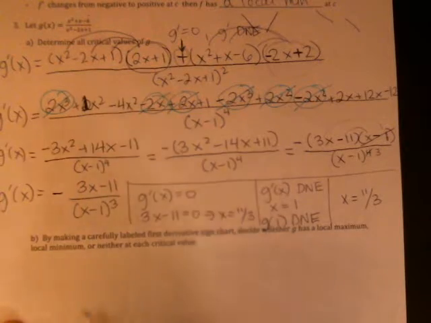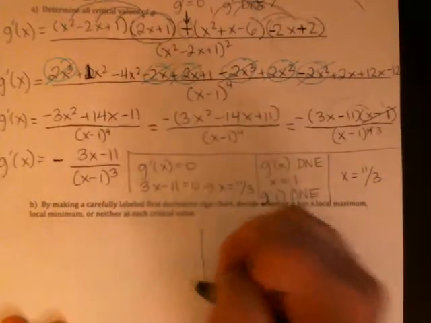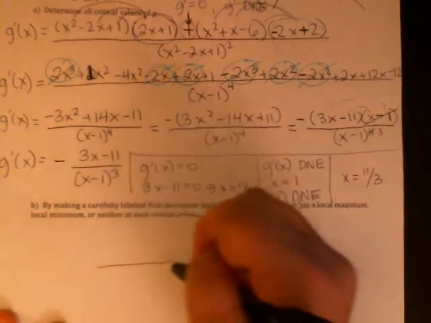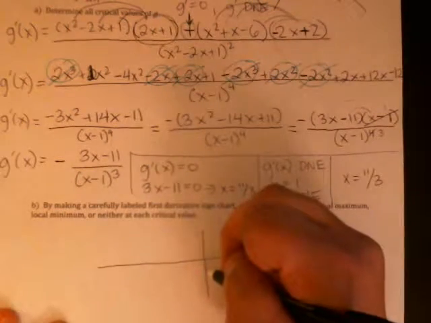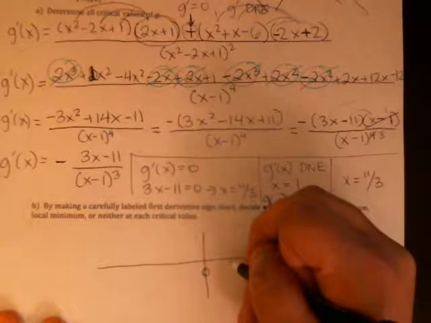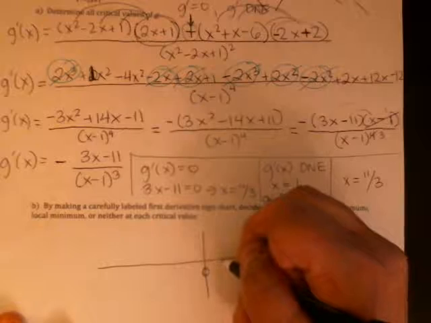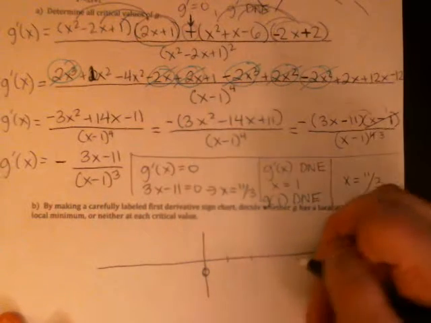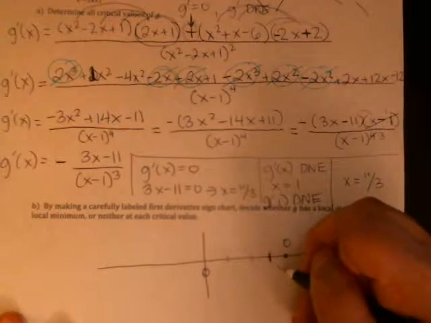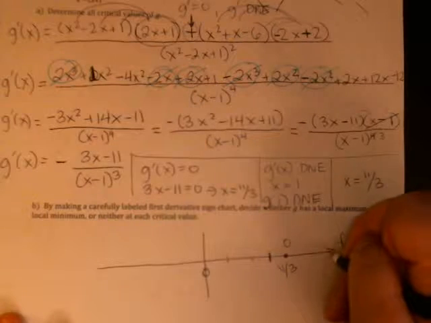So when I come down here to make my sign chart, I'm going to mark off x equals 11/3, which is 3 and 2/3. So we'll go 1, 2, 3. So right around here is 11/3, and the derivative is 0 at that point.